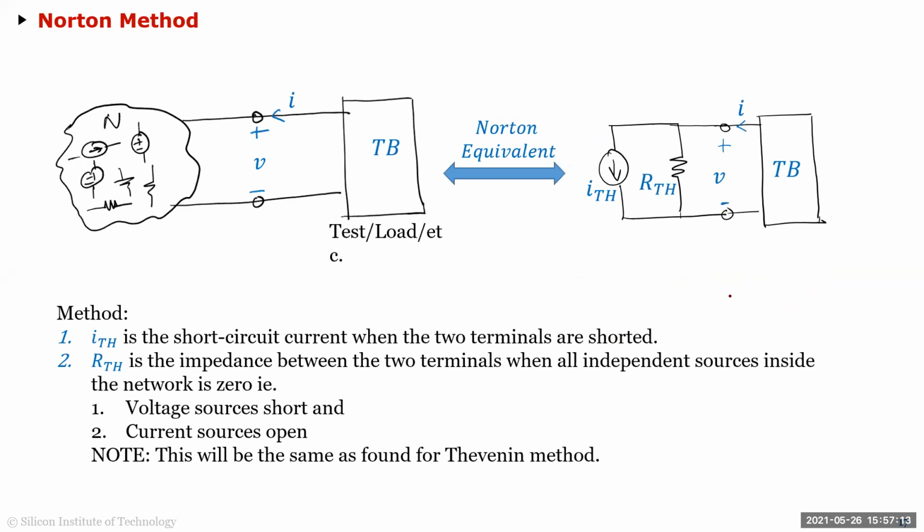Same thing in Norton, it's the opposite. If your input is, for example, a sensor, say a water sensor, for most water sensors the output is actually a current.